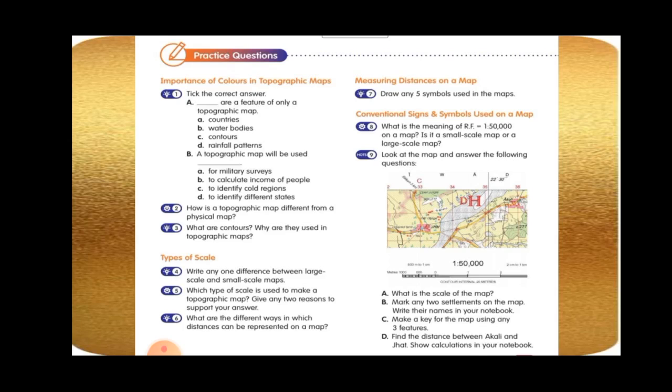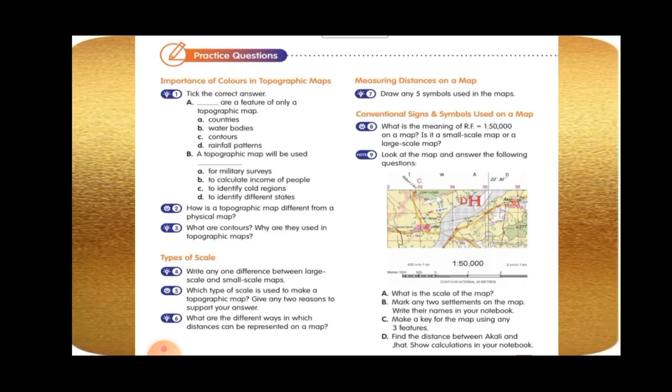Now, question number 3 is, what are contours and why are they used in topographic maps? A topographic map has contour lines. Contour lines join points of equal elevation. Wherever the contour lines are closer, it means there is high elevation.